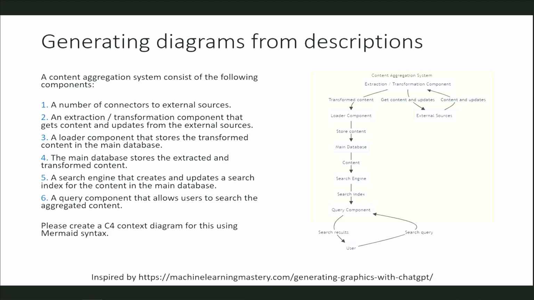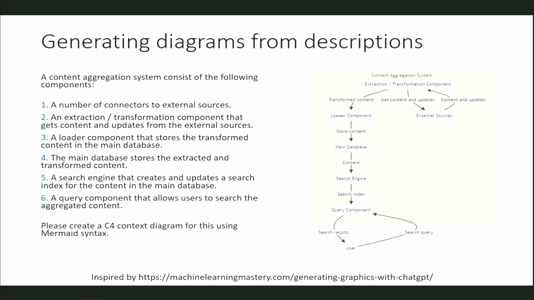So, can we generate diagrams? This is nice, but I thought, okay, I'll figure it out myself. Then I tried to generate diagrams from descriptions. There's an article online, which I thought, yeah, that's nice. I should try that. So I gave ChatGPT, or Find, a task to generate a diagram for a content aggregation system, which consists of these components. Well, basically there are connectors to external sources. You can extract and transform content from those external sources and import it into a database using a loader. So it's a description of ETL, basically.